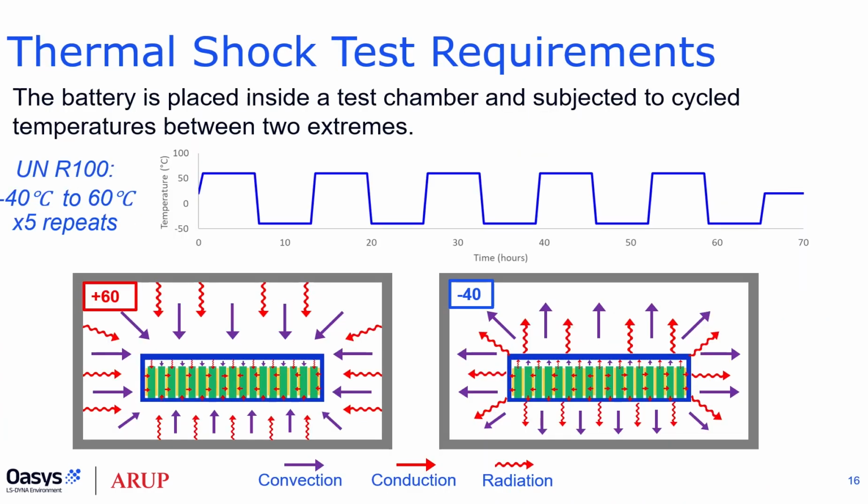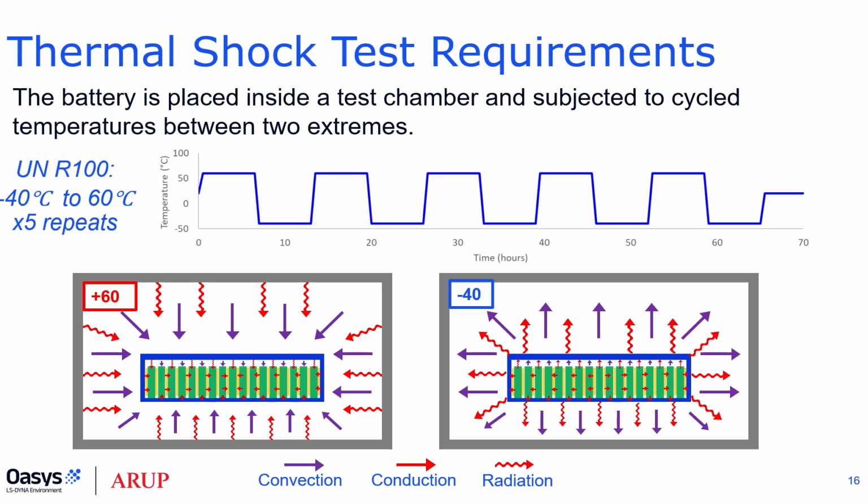So I'm going to move on to looking at the thermal shock tests now and how we can model these in LS-DYNA. In the thermal shock tests, the battery is placed in a test chamber and the temperature is cycled between two extremes. For example, in ECE R100 from -40 centigrade to +60 centigrade. The cycle is repeated 5 times, with each extreme temperature held for 6 hours.